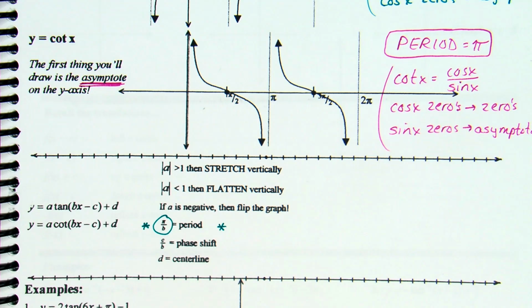So, with sine and cosine, and secant and cosecant, our basic period was 2 pi. So we had to divide by b to find the period. Here, with tangent and cotangent, our basic period is 1 pi. So notice you do 1 pi divided by b for the period today. Phase shift is still c over b. Center line is still d.